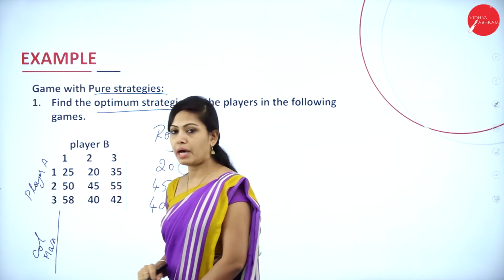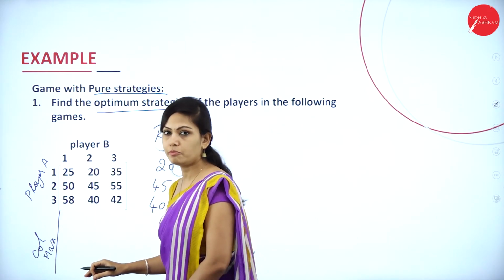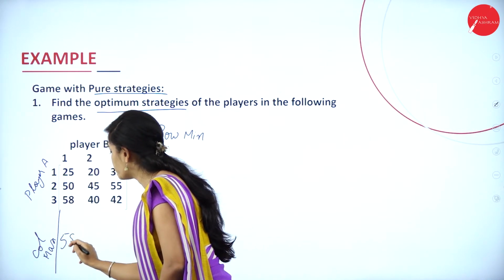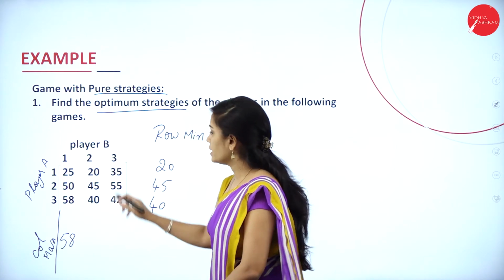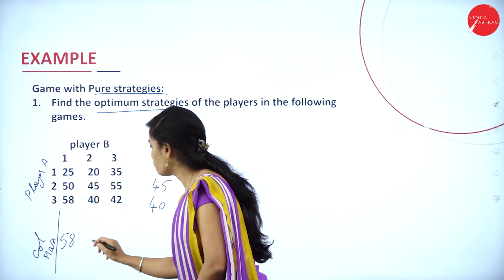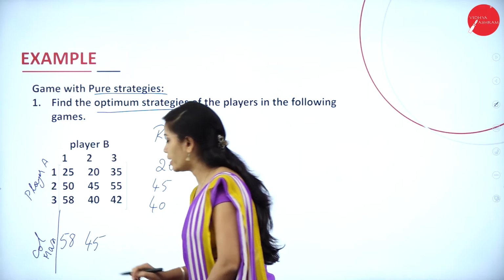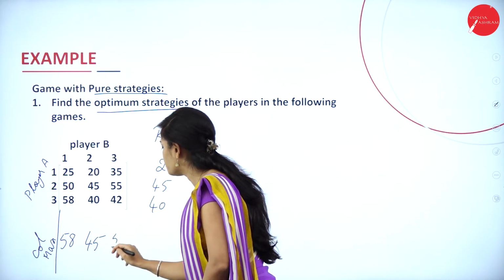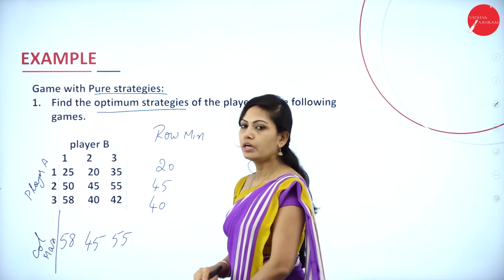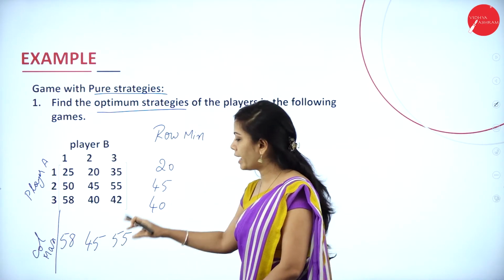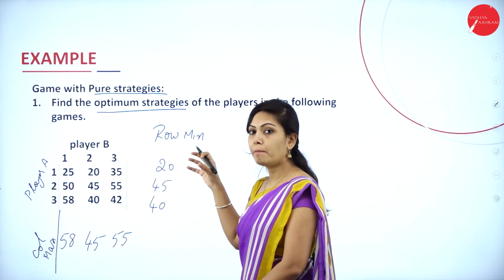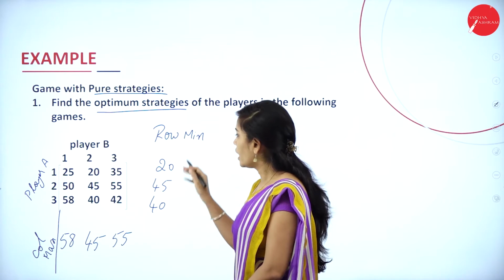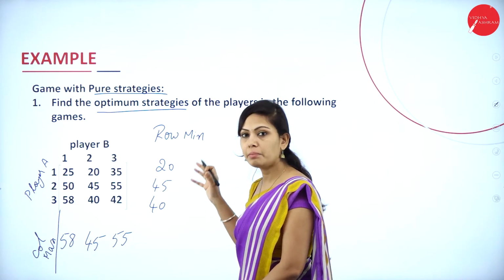And for the column maxima, you have to find the maximum value. In the first column, the maximum value is 58. In the second column, the maximum value is 45. And in the third column, the maximum value is 55. Now, with row minima and column maxima, we have to maximize the profit and minimize the loss. So here, I will find the maximin value.